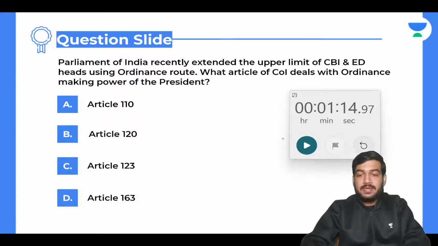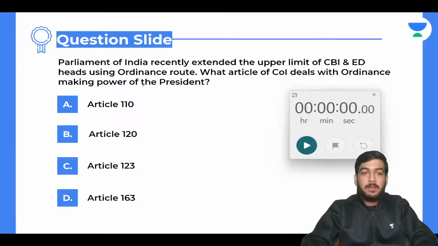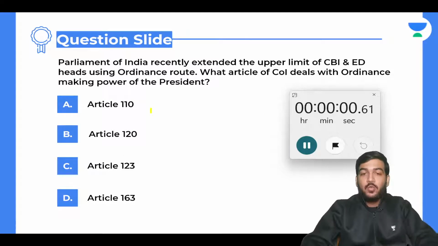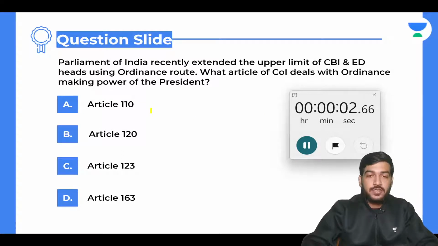Okay. Then next question. Parliament of India recently extended the upper limit of the CBI and ED chiefs' tenure using the ordinance route. Which article of the Constitution of India deals with the ordinance making power of the President? Is it option A, Article 110, option B, Article 120, option C, Article 123, or option D, Article 163?